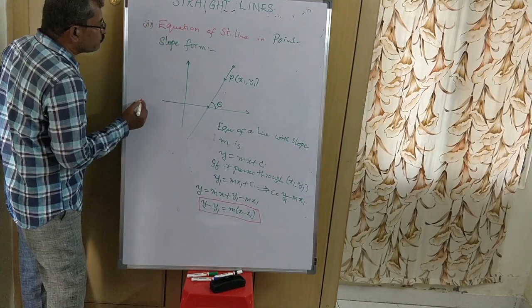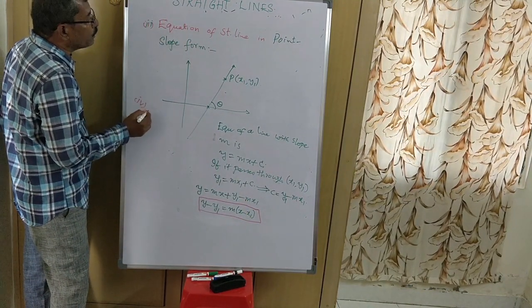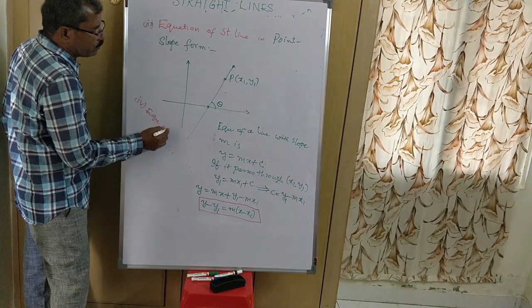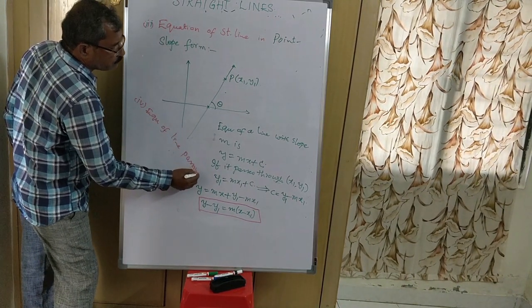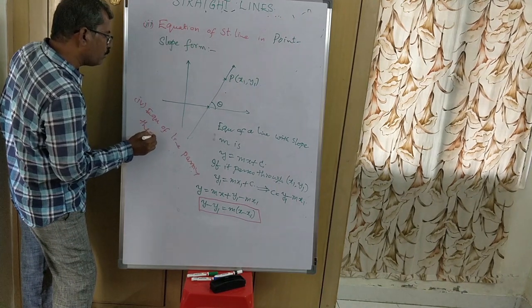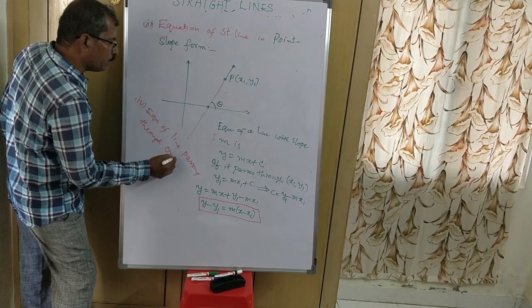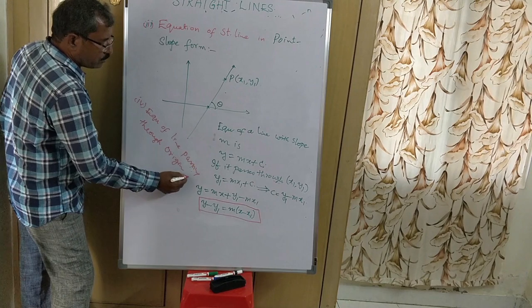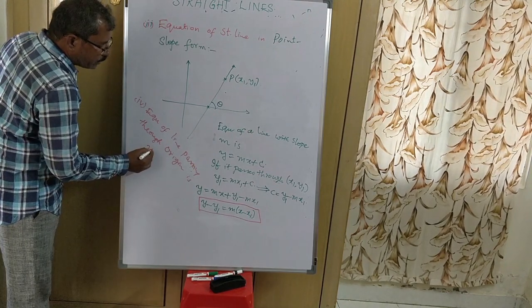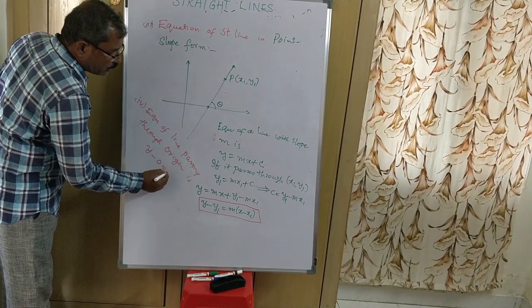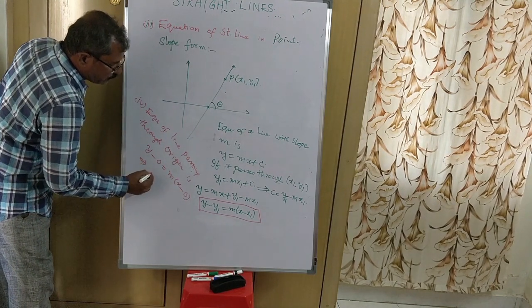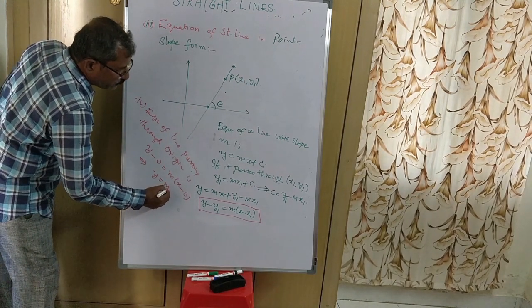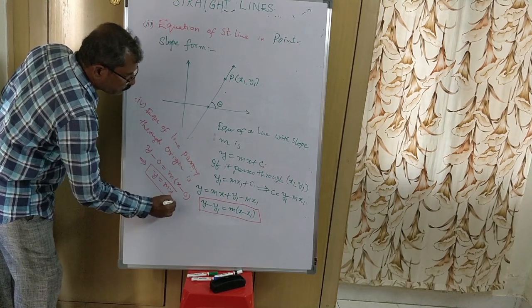The fourth one, equation of line passing through origin is y minus 0 is equal to m into x minus 0, that is y is equal to mx. Okay.